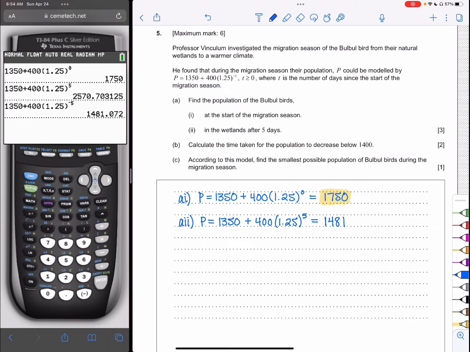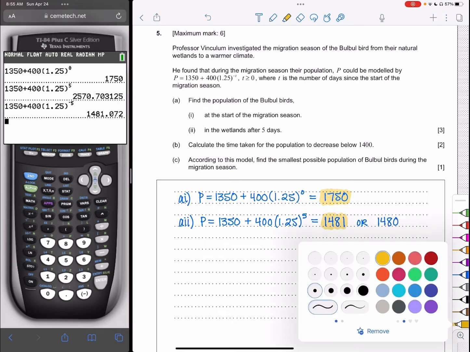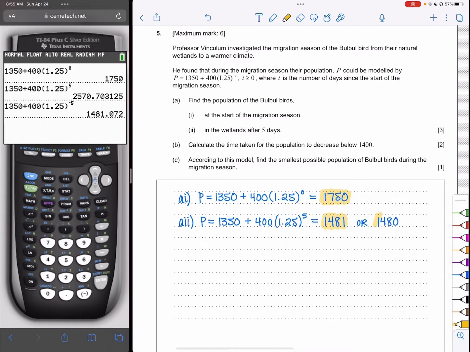So that will end up giving us approximately 1481. If you wanted to put your answer in 3 significant figures, they would accept 3 significant figures as well. And your answer in 3 sig fig would have been 1480 in 3 significant figures. So either or would have been the correct answer there.